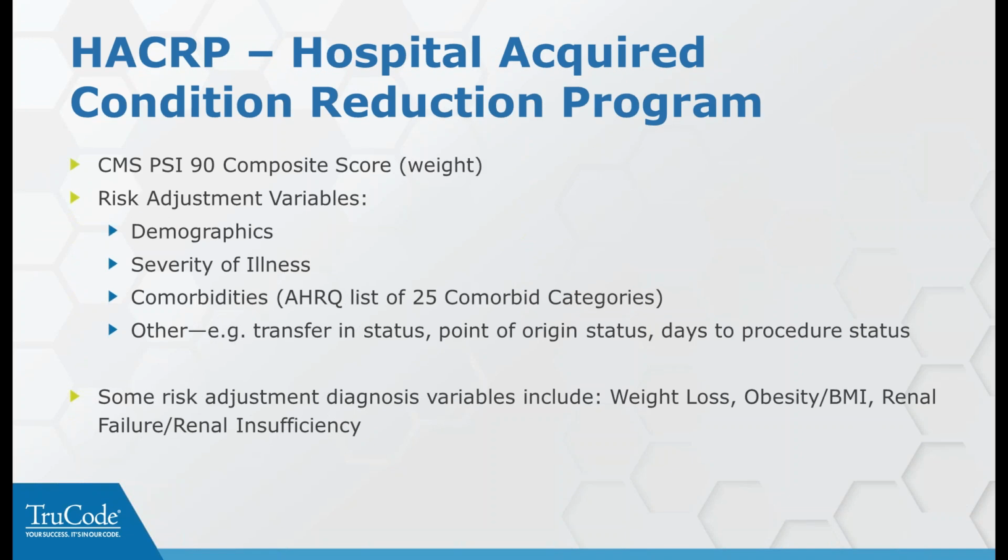Starting with the Hospital-Acquired Condition Reduction Program, it is related to that PSI 90 composite score, and there are risk adjustment variables involved that are based on demographics of the patient, severity of illness of the patient, comorbid conditions that are present in that patient's list of diagnoses, and other factors that can affect this, like did they transfer in from another facility, where did they come from for care, how long were they there before a procedure was done on the patient, etc. Some of the diagnoses that are variables and impact that risk adjustment are diagnoses that reflect weight loss, obesity or BMI being too high or too low, renal failure, and renal insufficiency.